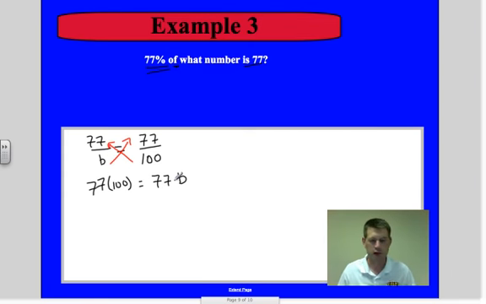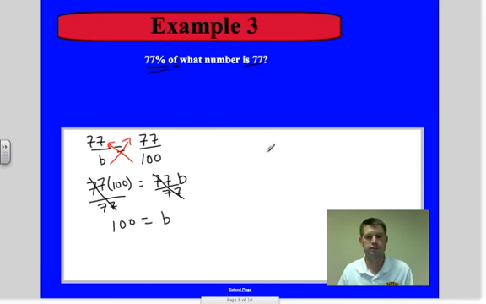Well, there's a lot of common sense here. We have 77, we have 77. So what does B have to be? Well, probably has to be 100, but let's make sure. We're going to divide by 77 on both sides. And if you have 77 over 77, those cancel to give you 100. 77 over 77 cancel to give you B, which means B is 100.